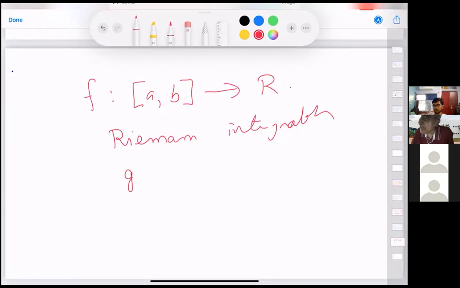All we know is that if I change a function only at points of the type 1 over n on a unit interval, no problem. It will still remain Riemann integrable. But if you change it at all rational numbers, it is no longer true.